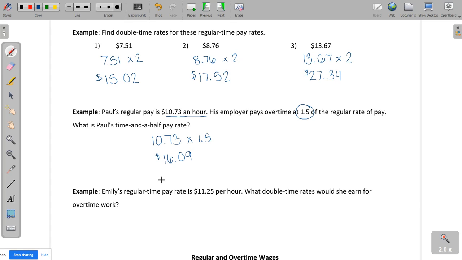Let's look at the next example. Emily's regular time pay rate is $11.25 per hour. What double time rate would she earn for overtime work? So double time, we're multiplying it by 2. Take $11.25 times 2. When we multiply this out, we get $22.50.